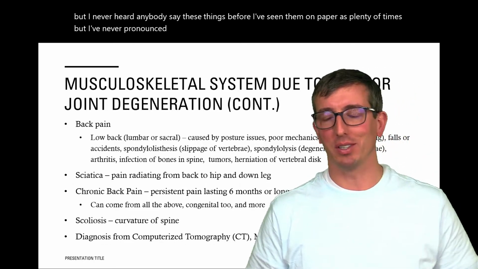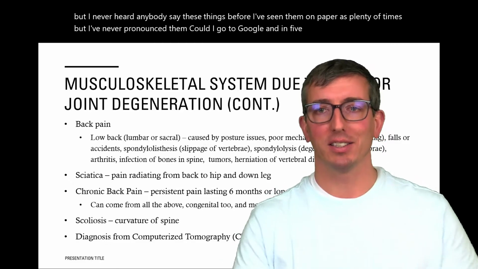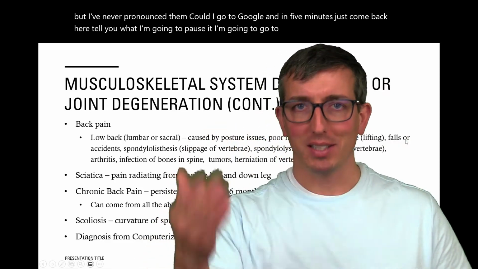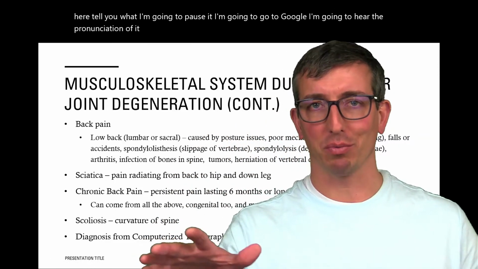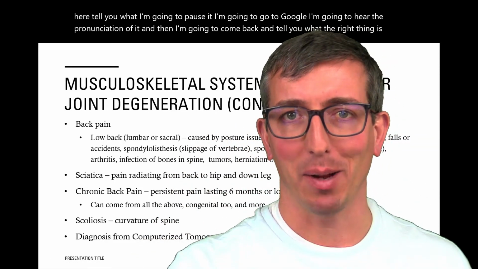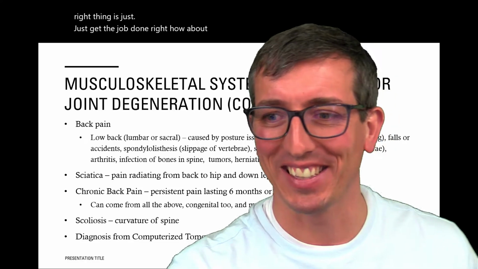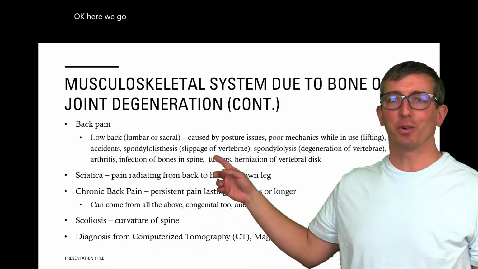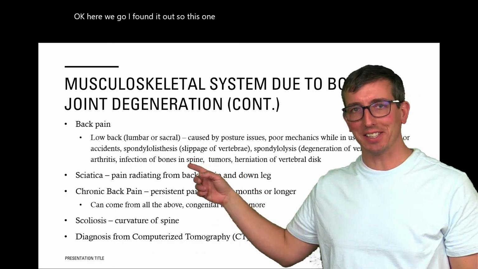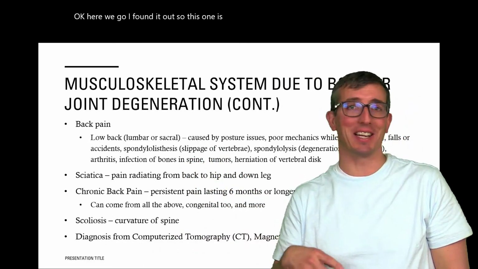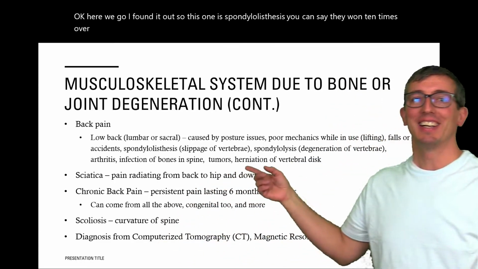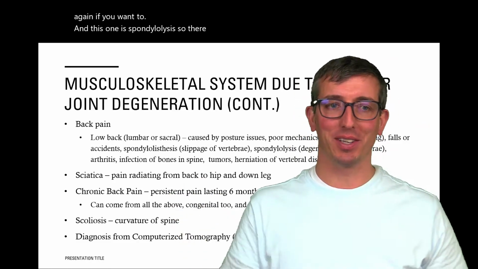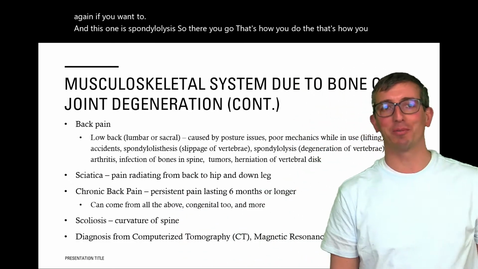Could I go to Google and in 5 minutes just come back? Here, tell you what, I'm going to pause it. I'm going to go to Google, hear the pronunciation of it, and then come back and tell you what the right thing is. Just get the job done right. How about that? Okay, hold on a sec. Okay, here we go. I found it out. So this one is spondylolisthesis. You can say that one 10 times over again if you want to. And this one is spondylolysis. So there you go. That's how you learn things, is go to Google and figure it out.